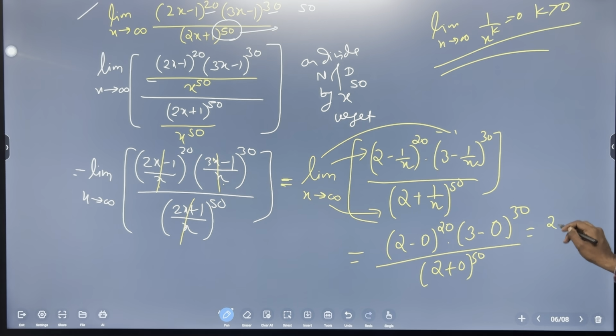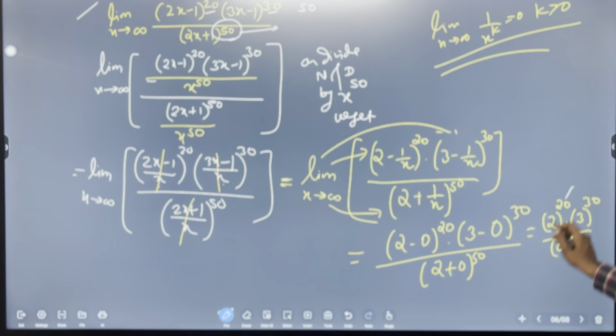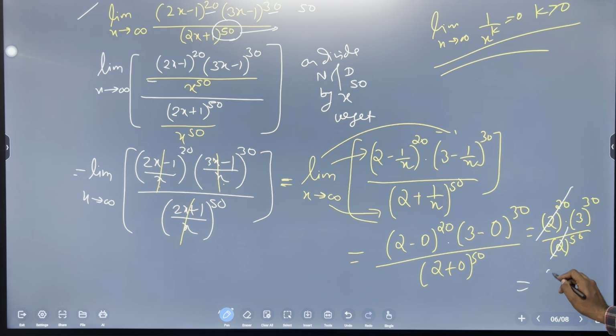So we get 2 raised to 20 into 3 raised to 30 divided by 2 raised to 50. So at the denominator and numerator we cancel. After that we get 3 raised to 30, and what is remaining at the denominator? After cancelling 20, that is 2 raised to 30. So we get 3 by 2, raised to 30.